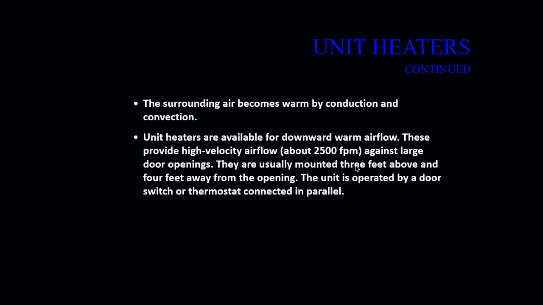Okay, unit heaters are available for downward warm airflow, and these provide high velocity airflow of up to about 2,500 feet per minute, or FPM, against larger door openings. They are usually mounted 3 feet above or 4 feet away from the opening, and the unit is operated by a door switch or thermostat connected in parallel.